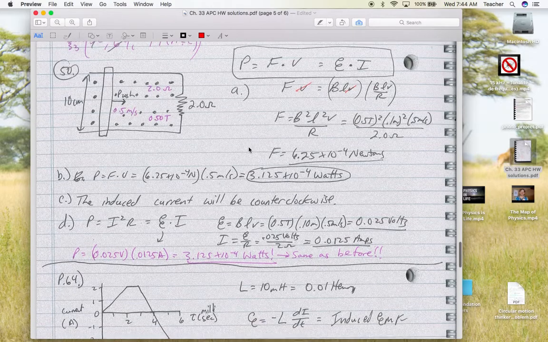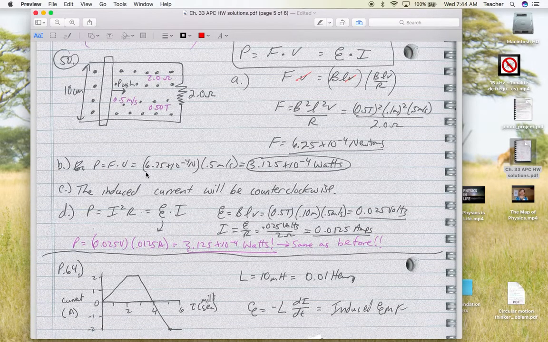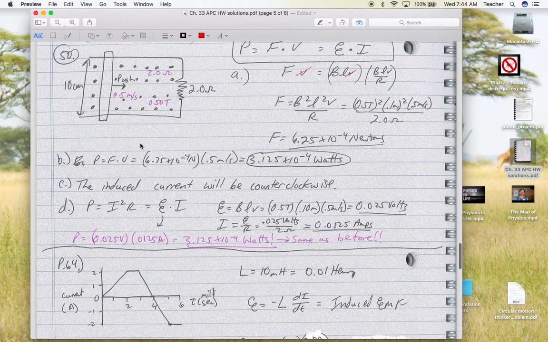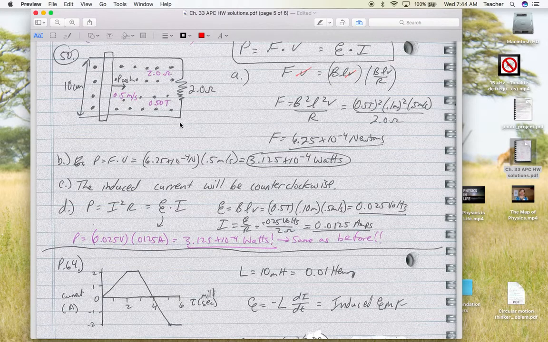For part B, it's asking about the power to push this, so force times speed. So it was moving at 0.5 meters per second. The direction of the induced current is going to be counterclockwise because in this enclosed area we're reducing the number of dots. So we're reducing the field strength coming out of the page. That means we want to oppose that by adding more dots, or increasing the field strength coming out of the page. And that would, from a right-hand rule, result in a counterclockwise current.